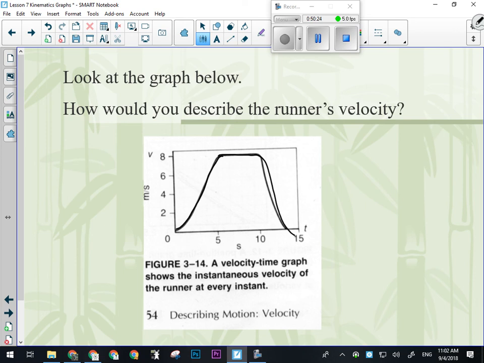He doesn't run the whole race at that speed, but he has to accelerate first. But for a lot of the race, that's how fast he's running. Like, don't get in the way. He'll run you over. All right.